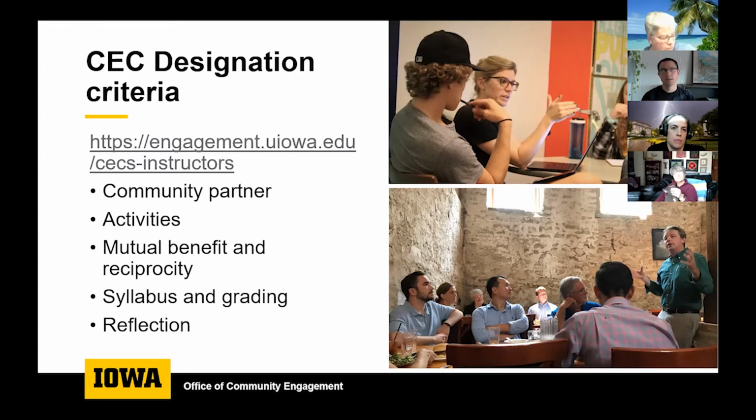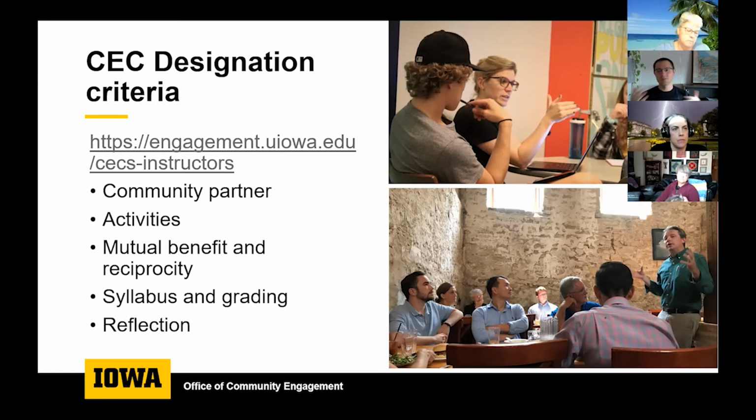It can be the sort of innovation that can happen as a result of these partnerships. It can even be the opening up of resources that happens between campus and community. But mutual benefit is also a two-way street. So it means that we're learning from the community partner and the community partner is learning from us.